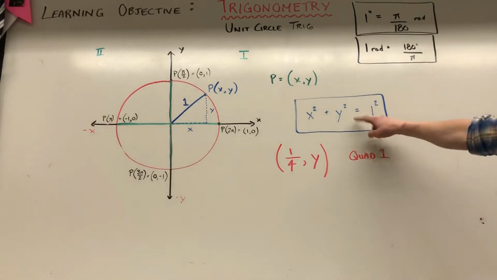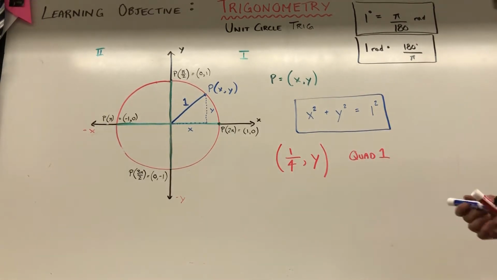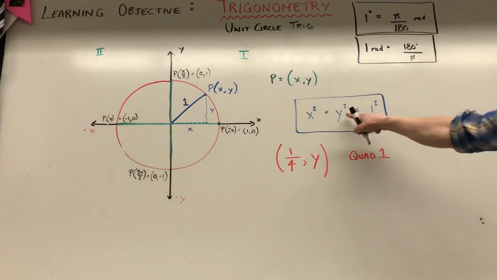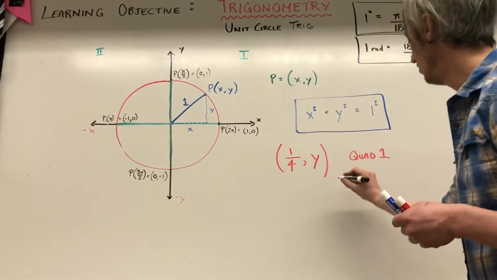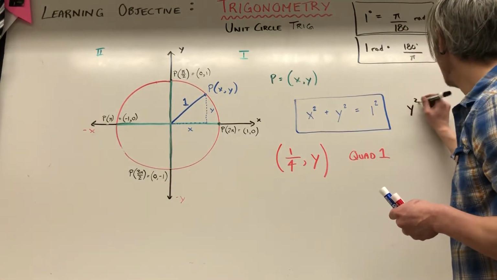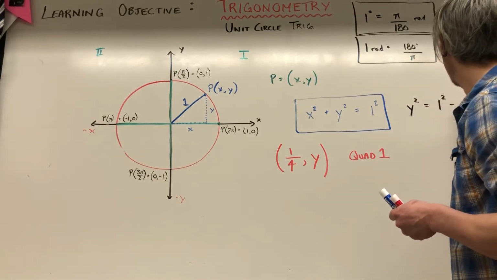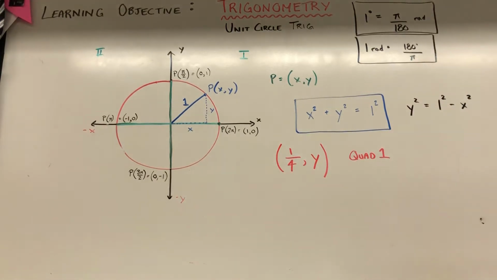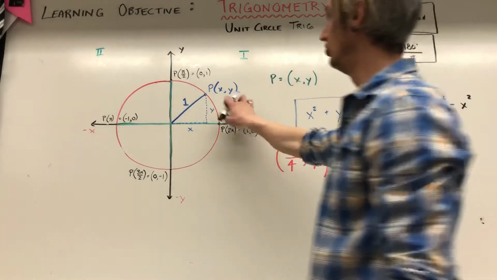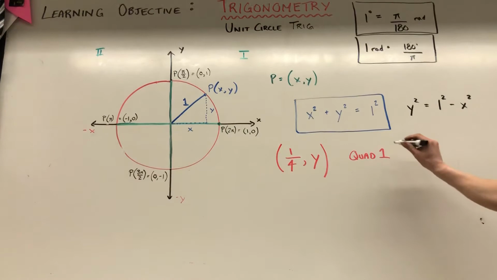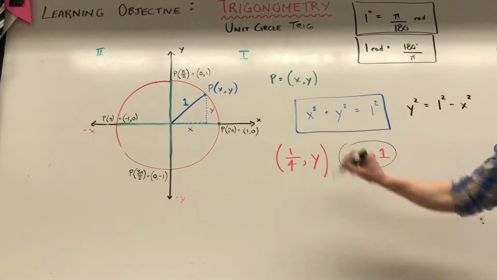Okay, well again, we're going to come back to using this guy. And to do that, I'm basically solving for y. So if I solve this, I'm going to get y squared is equal to 1 squared minus x squared. And it's in quadrant 1, which means that my y should be a positive y.